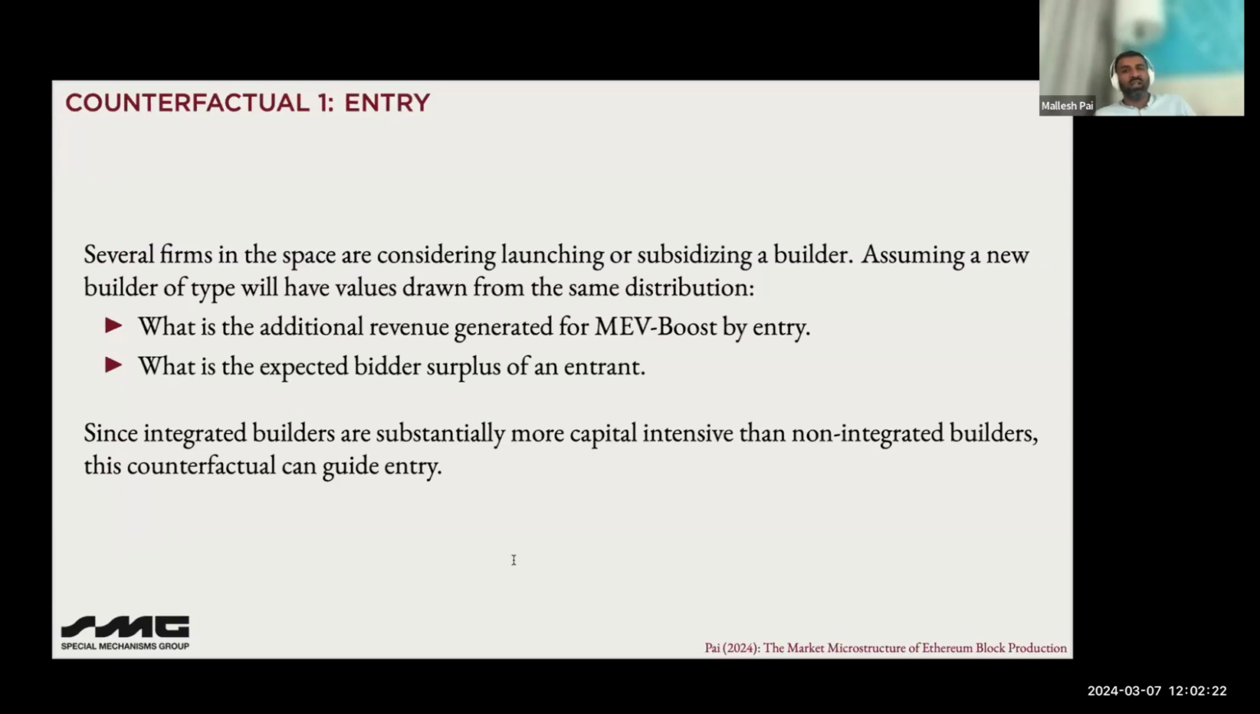So, things you could do with this. I'm not going to present results because this was just too preliminary, but one straightforward thing is, with the empirical distribution of X's in the data and the estimated coefficients, you can do counterfactuals on entry and see, for instance, whether it is worth it for you to start an integrated builder or a non-integrated builder, given some cost estimates of doing each. Note that integrated builders, because they have to run a trading wing, are substantially more capital intensive. So you could ask how much more capital intensive they have to be to dissuade entry.